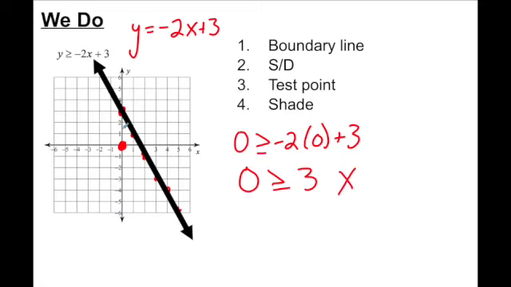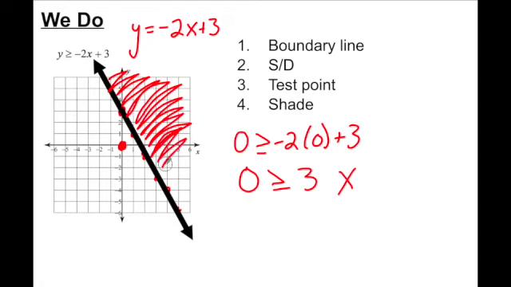So where do I shade? Do I shade below the line or above the line? I'm going to shade above the line because since (0, 0) made the inequality false, everything on the same side of the line as (0, 0) is false, meaning that everything on the other side of the line is true. So if you need to go back and review anything, of course, I encourage you to do so. But in a moment, we are going to move on to another one for us to do together.